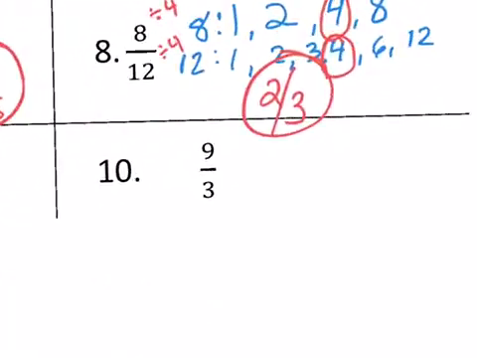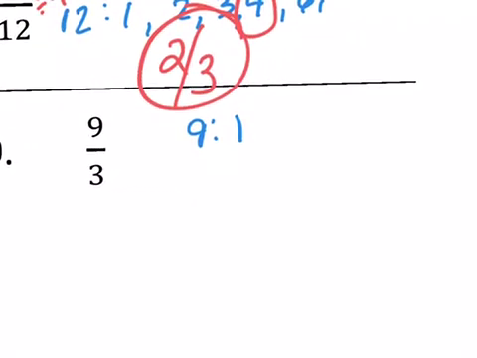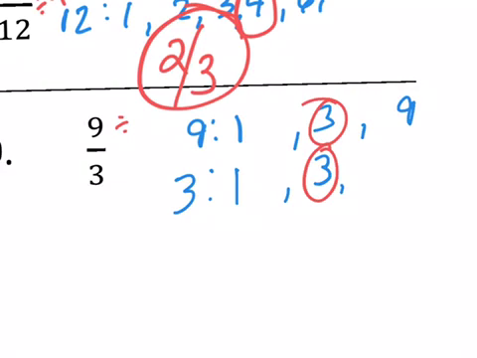Okay, and the last one, 9/3. So we'll list out the factors of 9. You get 1 and 9, and 3. 3 is a prime number, you get 1 and 3. So they both share 3. Alright, so we divide 9 by 3, and we get 3. And we divide 3 by 3, and we get 1.